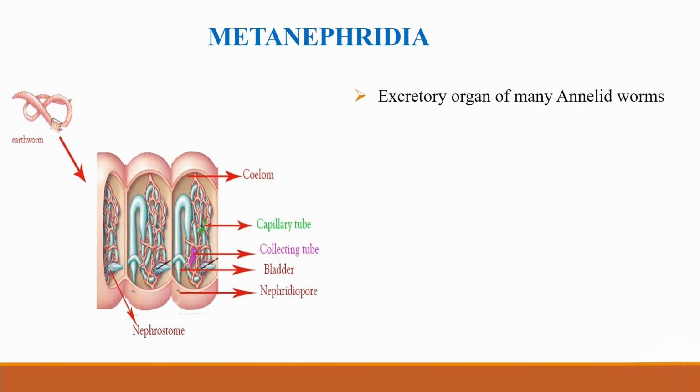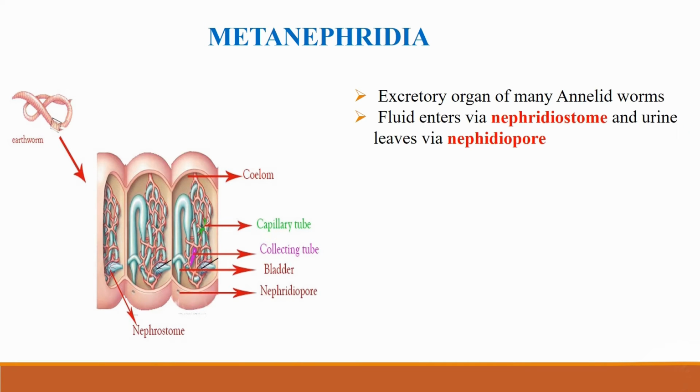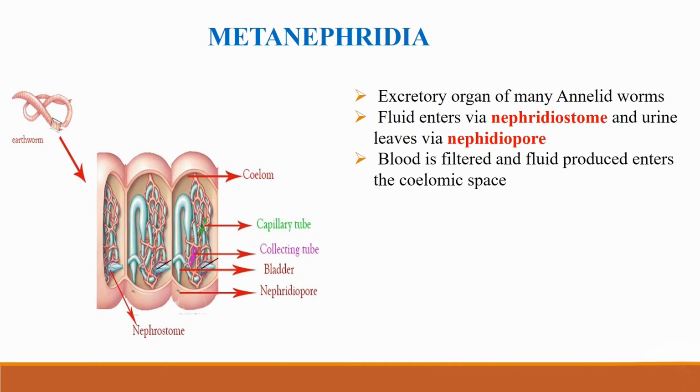Metanephridia. Metanephridia, sometimes called nephridia, are the organs of excretion found in many annelid worms. Fluid enters via the nephridiostome and urine leaves via the nephridiopore. Blood is filtered across the membranes of capillaries and the fluid produced enters the coelomic space. This is another example of ultrafiltration, since only water and molecules of small molecular weight enter the coelomic fluid, whilst large molecules such as proteins remain in the vascular system.